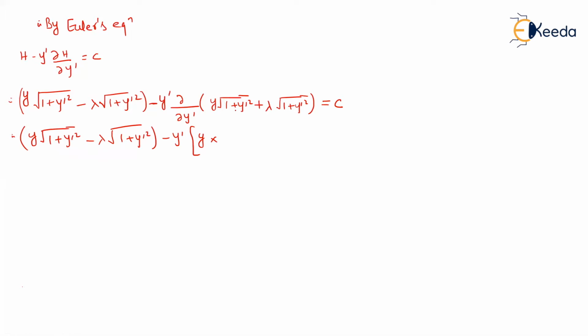So that will become root of fx. So what is that? 1 upon 2 root of fx into the derivative of fx, chain rule. So 1 plus y dash square, derivative with respect to y dash: the derivative of 1 is 0 and the derivative of y dash square is 2y dash. Plus here lambda is constant, again the same idea, root of fy, that is 1 upon 2 root of 1 plus y dash square into the derivative of y dash square, which is 2y dash, equal to c. Therefore I'm keeping this term as it is.